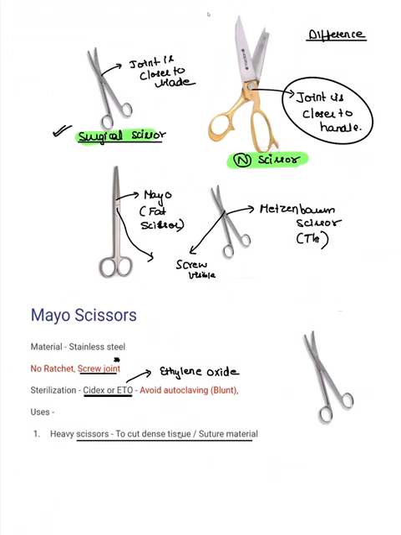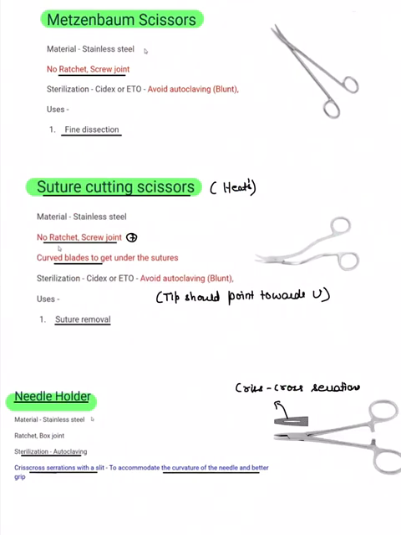While in surgical scissors, the joint is closer to the blade as compared to the handle, so it gives you a wide range of mobility. This is the Metzenbaum scissor, a long scissor. This is a Mayo scissor, that is a fat type of scissor. Okay, after eating Mayo, you become fat.